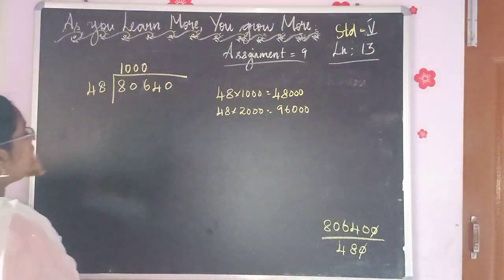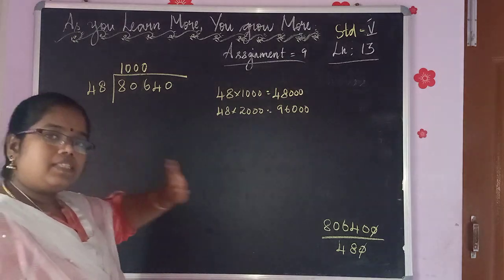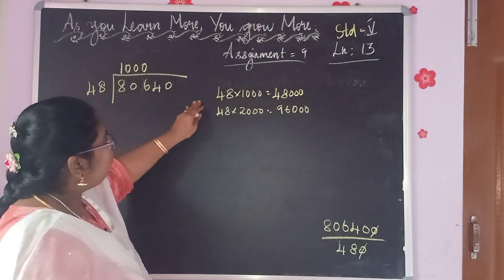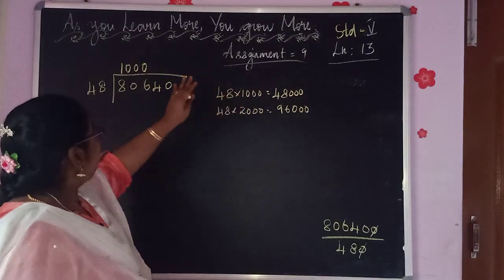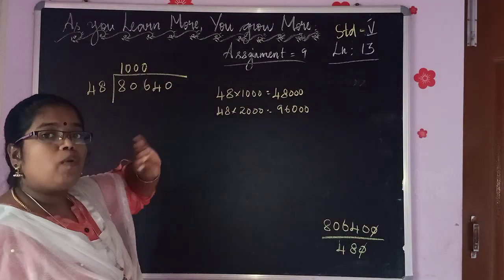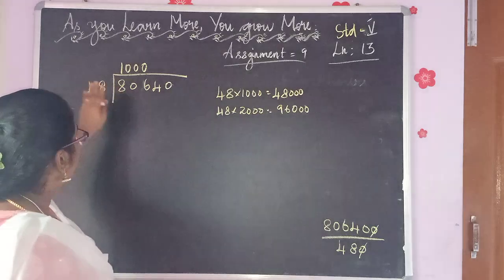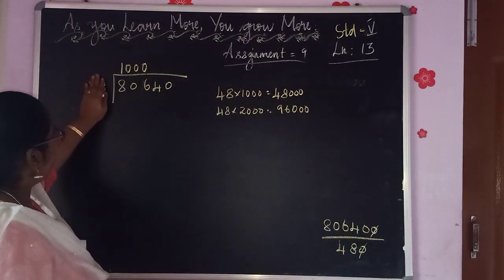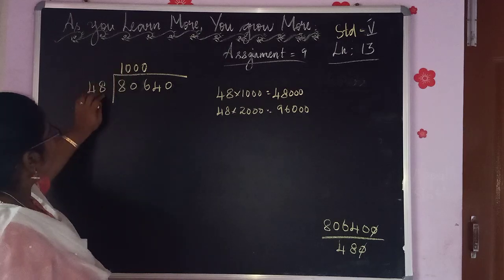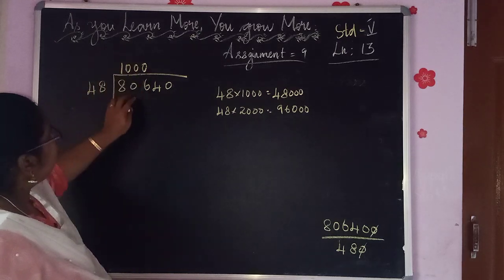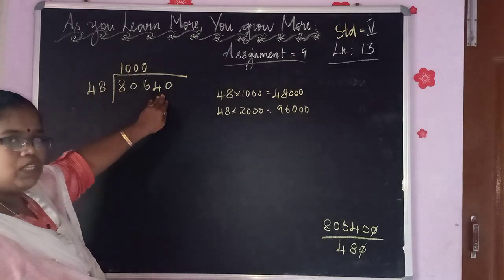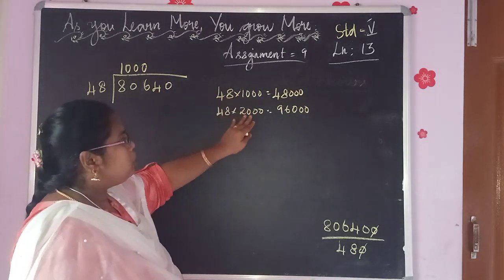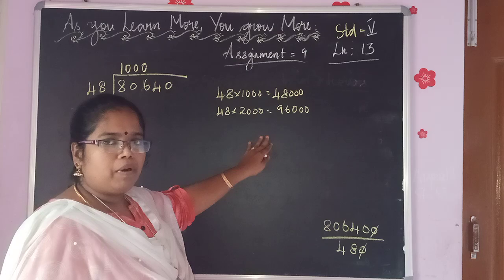Listen, we have to use a lesser number of steps to complete the division. Now look here. We have to use our 1000. Why do we have to use 1000? If we include 1000 with 48, how many digits will come? It is 2, 3, 4, 5, so a total of 5 digits will come. Already there are 5 digits. That's why we are going to use thousands: 1000, 2000, 3000.